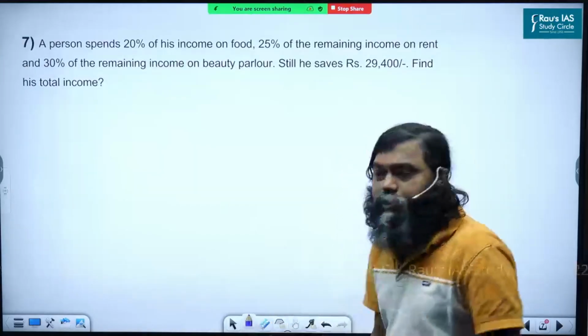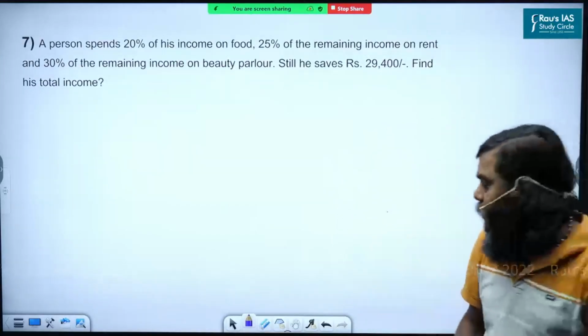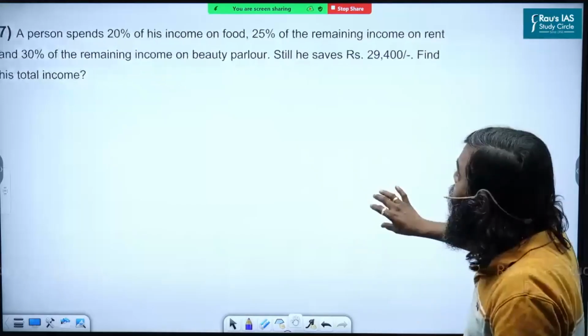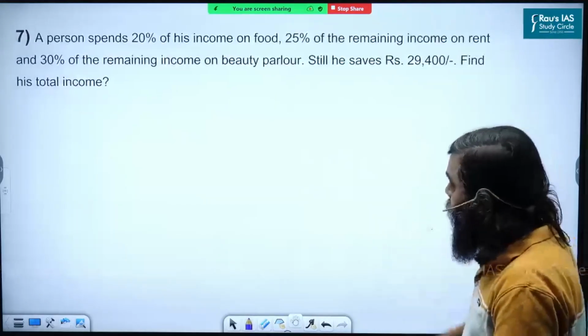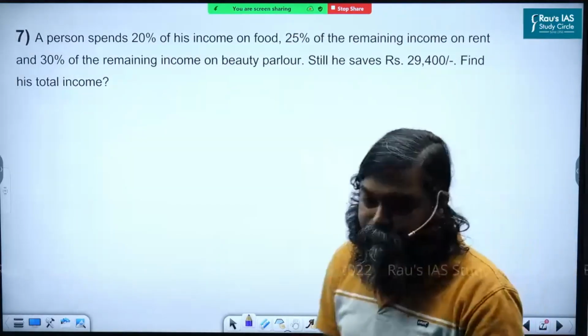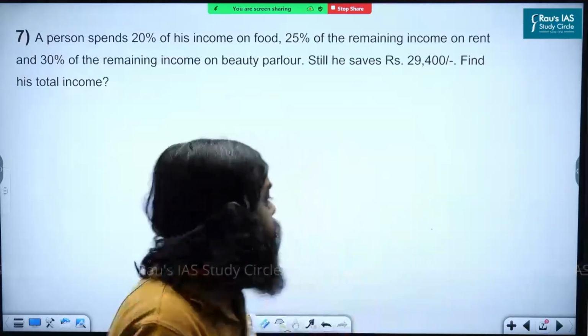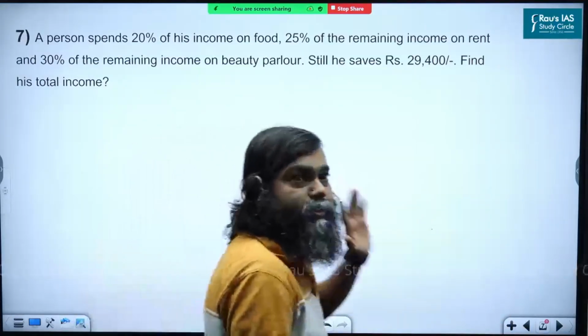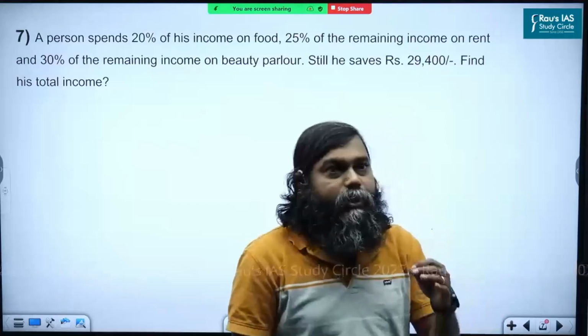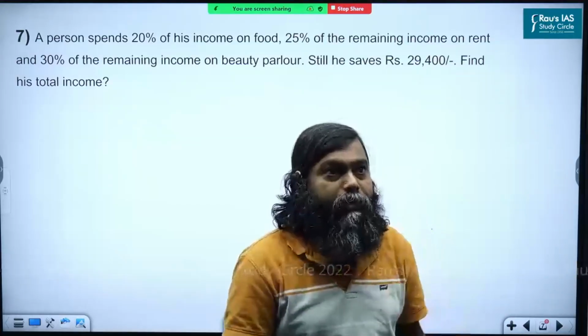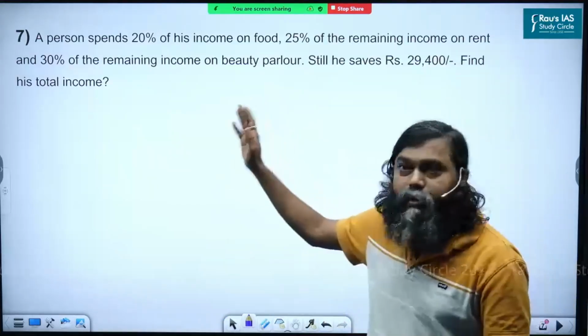Is this question suitable for successive changes or not? Yes, sir, it is. So you know why it is suitable for successive changes. Okay. Which interpretation can you avoid? Can you solve this question by generalization?